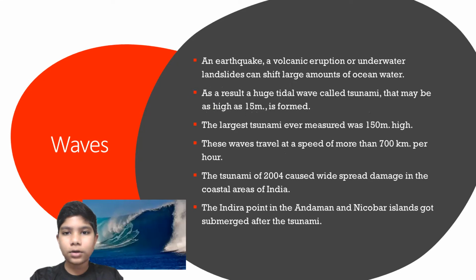An earthquake, a volcanic eruption, or underwater landslides can shift large amounts of ocean water. As a result, a huge tidal wave called a tsunami, which may be as high as 15 meters, is formed. The largest tsunami ever measured was 150 meters high. These waves travel at a speed of more than 700 km per hour.